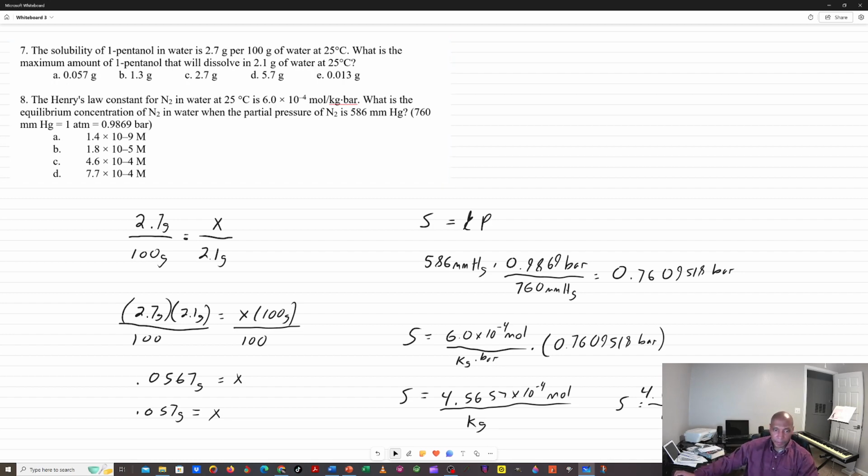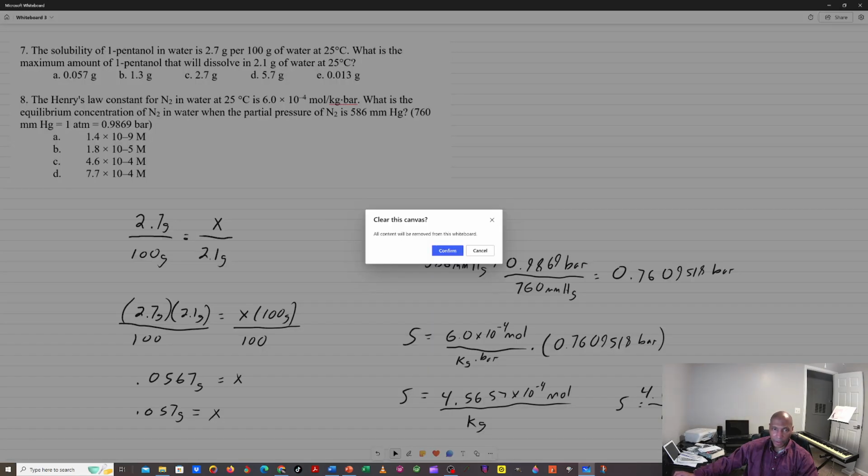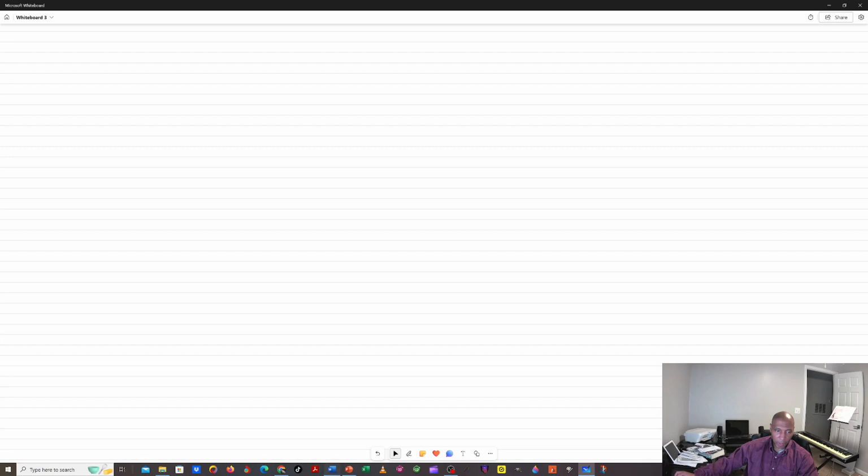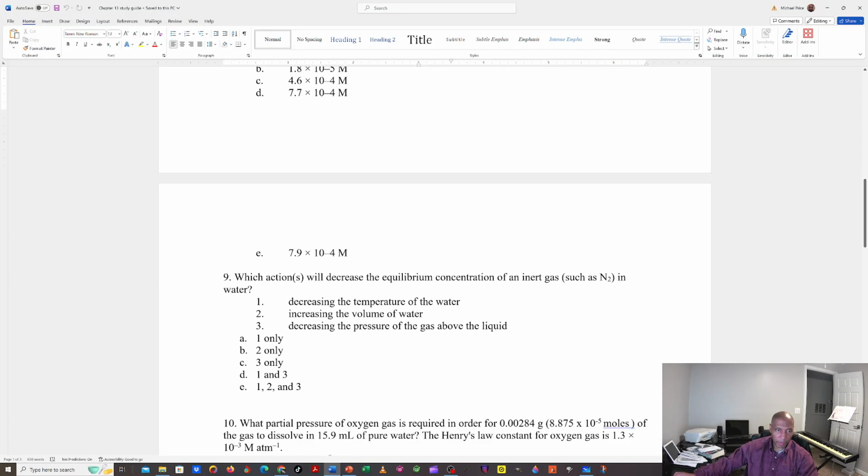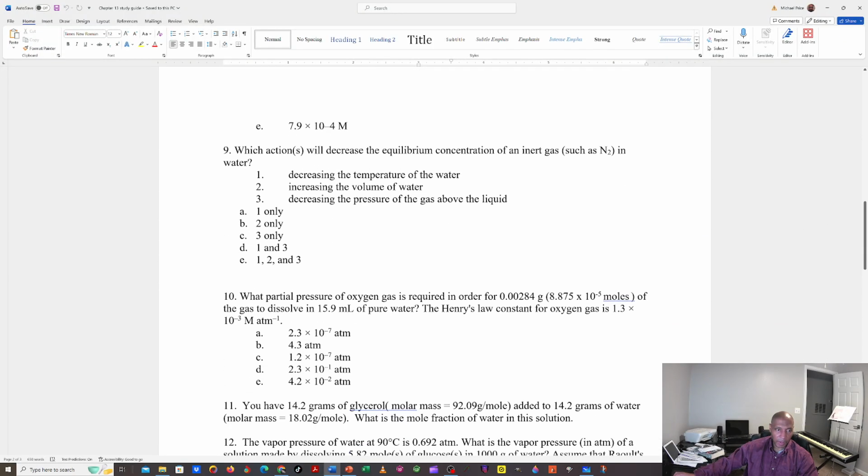All right. So I'm going to go ahead and clear my canvas. And let's go back to, let's see, so I'm on number 9 now. Which actions will decrease the equilibrium concentration of an inert gas such as nitrogen in water? Okay, 1, decreasing the temperature of the water.